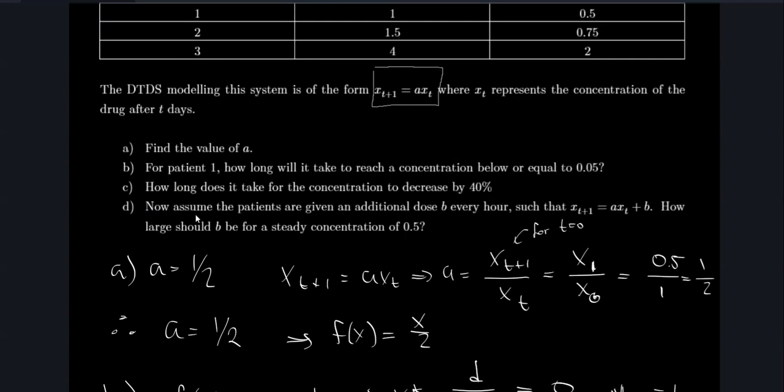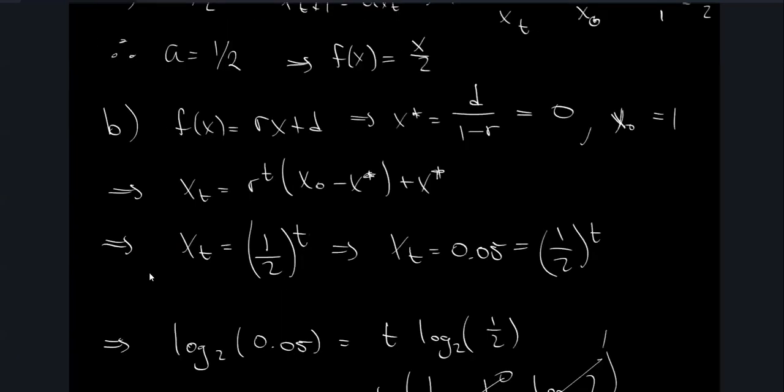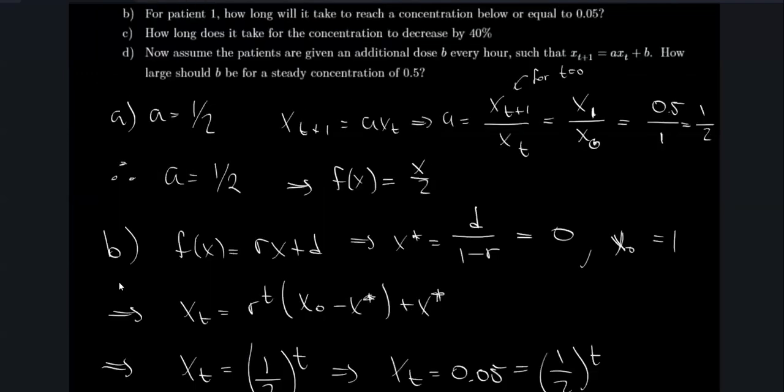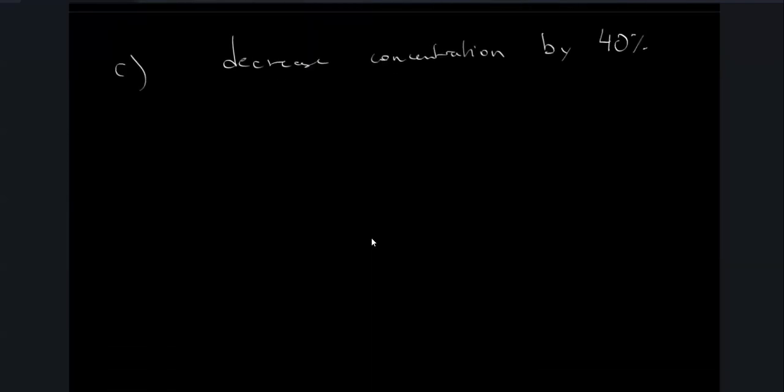So question part C: how long does it take for the concentration to decrease by 40%? Okay, so we want to decrease the concentration by 40%. And I suppose we'll do it for an arbitrary patient. Why not?